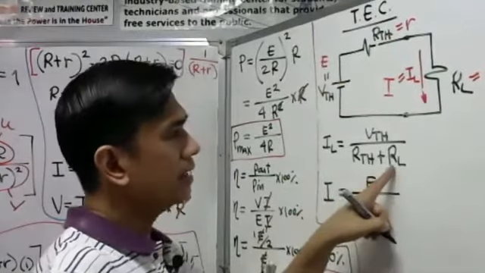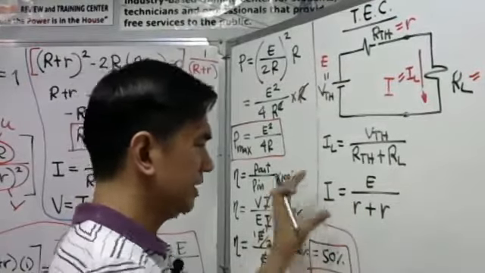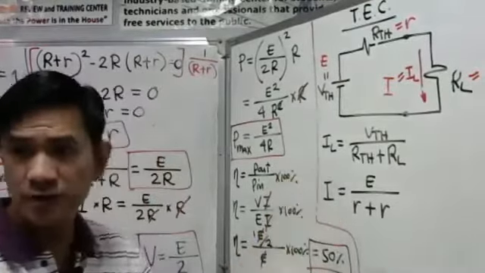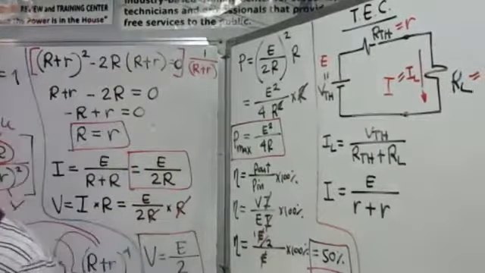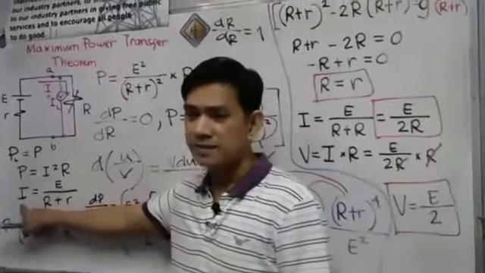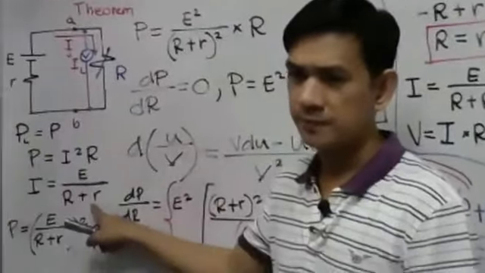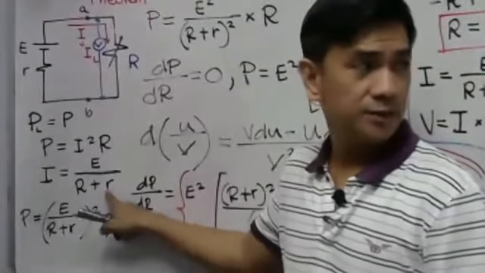Then, our RL is simply equal to the big R. So, this is our equation before, just the same as our equation here. Let's see again, this is our equation from earlier: I is equal to E over big R plus small r.